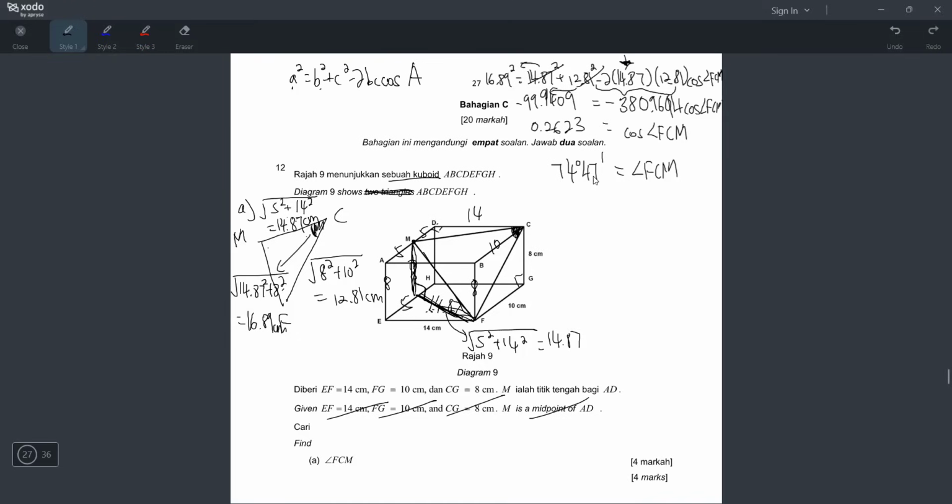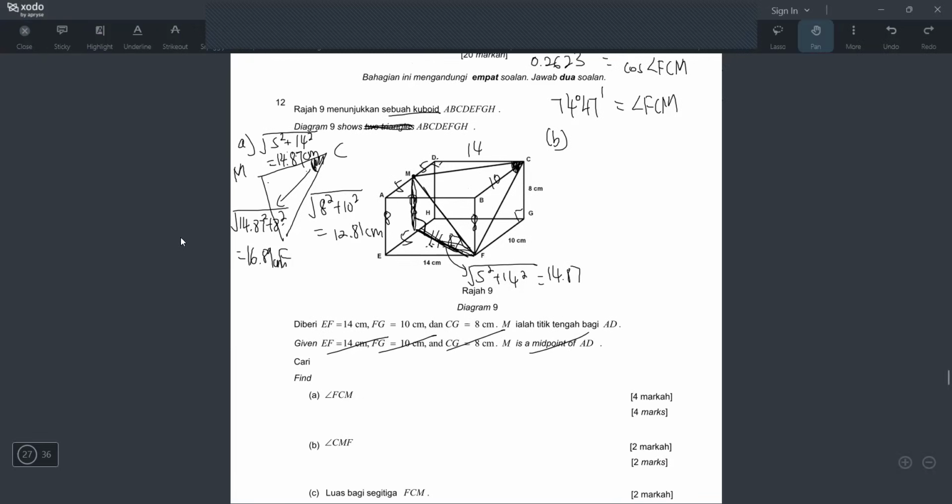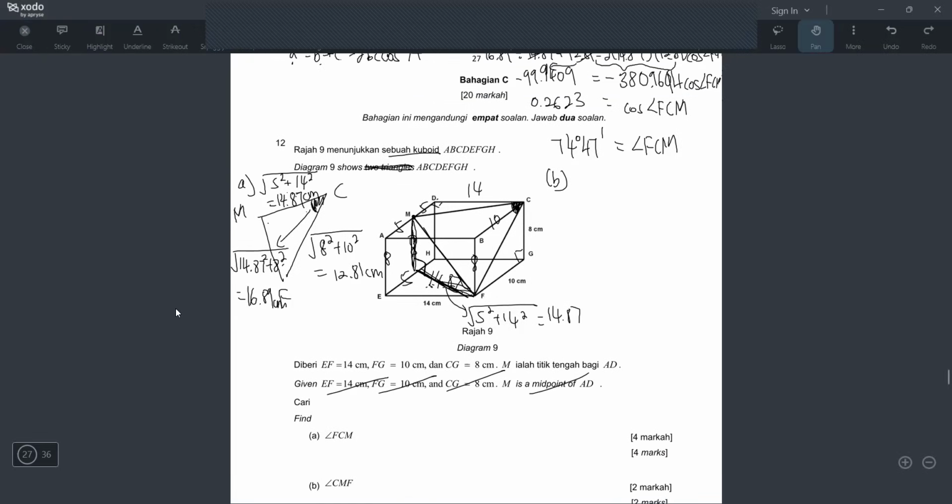Okay, now let's do B. B, I'll do it here. So let's read the question. B says find the angle CMF. I already know my angle FCM, which is here, is 74 degree. Let's erase this line. So the angle here is 74 degree 47 minute.